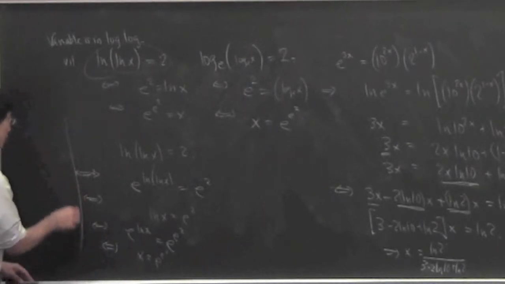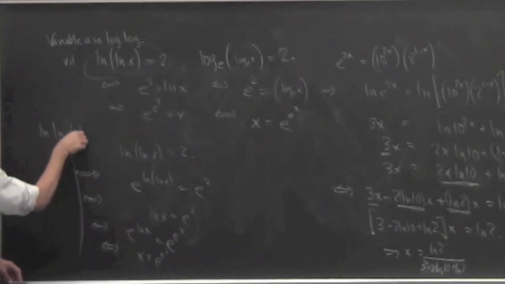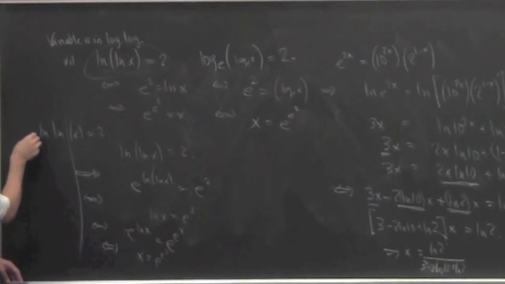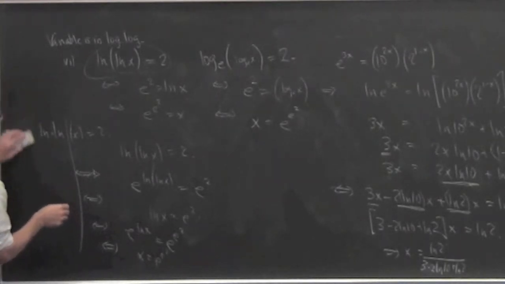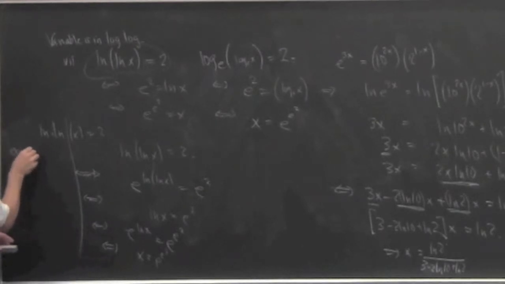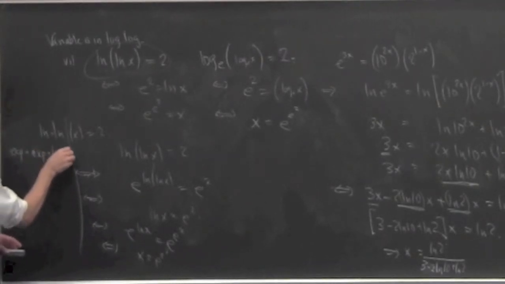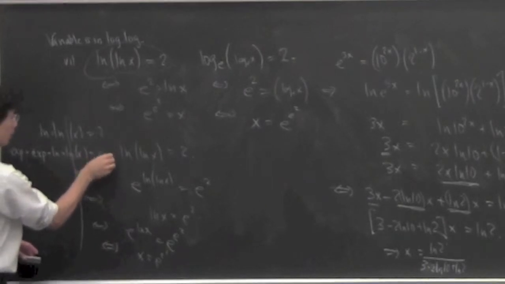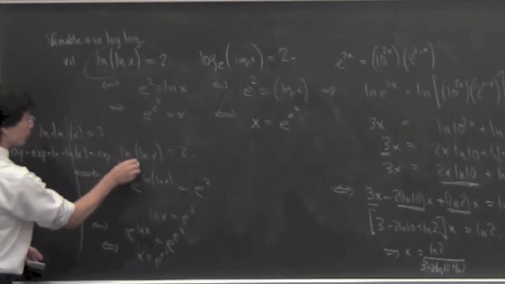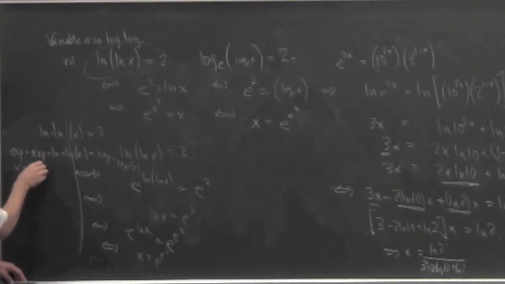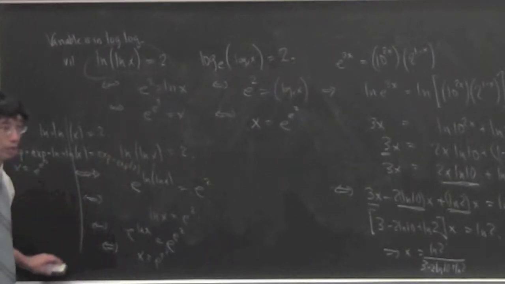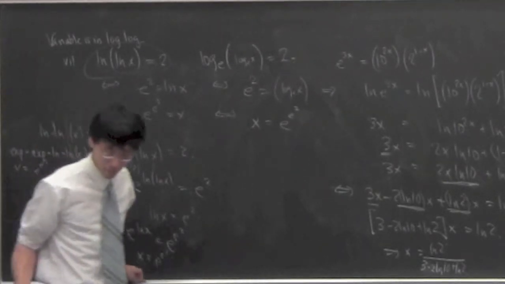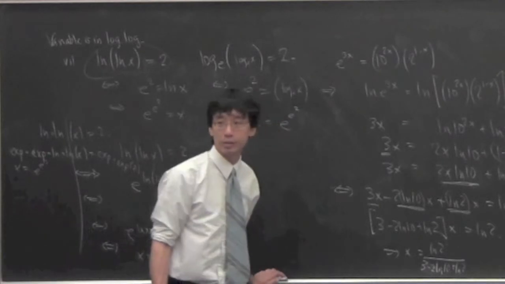Right? And once you're comfortable with it, you don't even have to think about it. If you have two natural logs, then you just put two e's on it. Right? So natural log of natural log of x is 2, x is e to the e to the 2. Right? So nothing at all going on here. Okay. And is everyone all right with that?